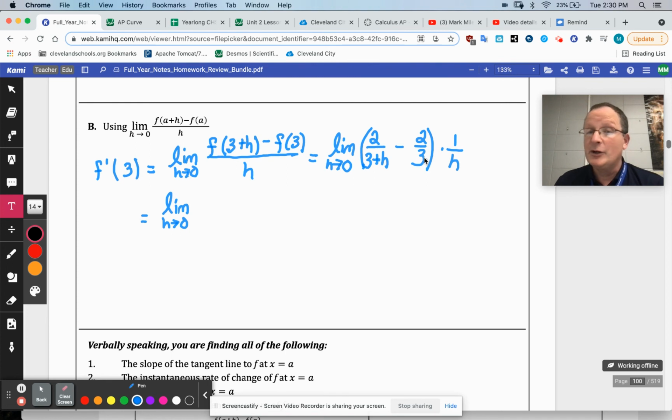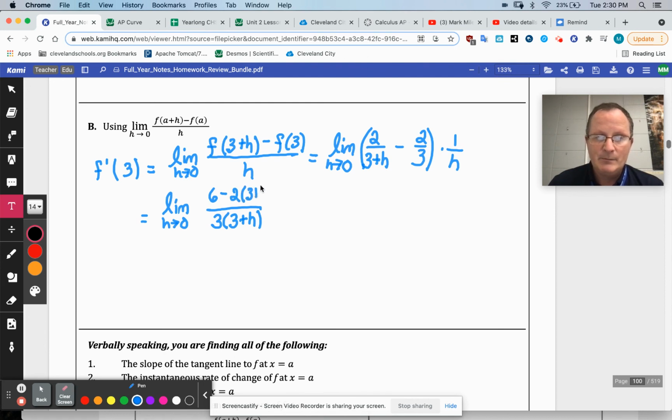I need a common denominator here. It's going to be those two multiplied together since they share no common factors. So my common denominator is going to be 3 times 3 plus h. And then my numerator here will be 6, because I got to multiply top and bottom of this by 3. 6 minus 2, and I got to multiply top and bottom of this fraction by 3 plus h. So it'll be minus 2 times 3 plus h. And then times 1 over h, just to avoid the fraction within a fraction thing.